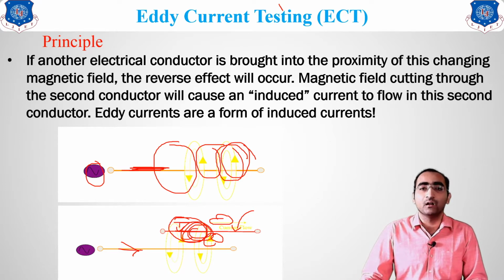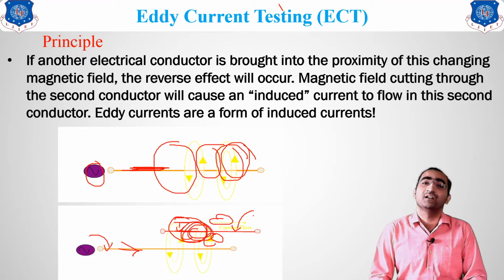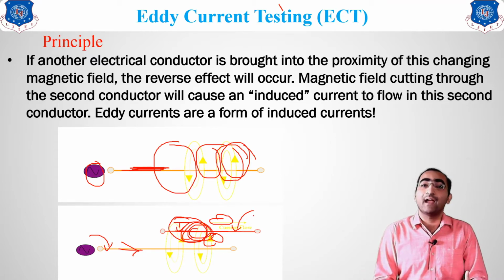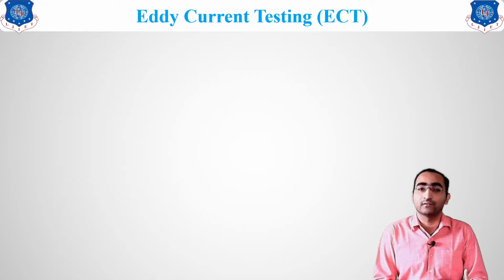What is eddy current? Eddy current is nothing but a loss of current. Which loss? The loss of this conductor's current. Whatever current loss there is, the whole loss we can find out, that is the eddy current induced on the other conductor. And this is how eddy current testing works.